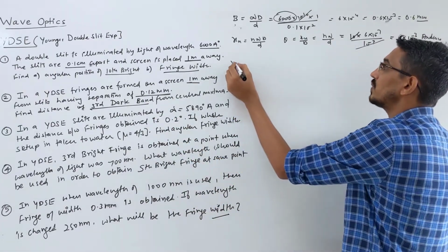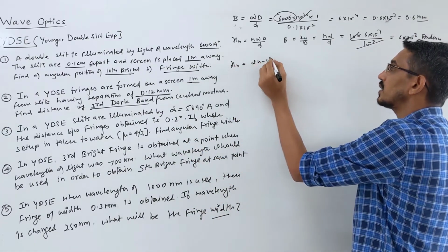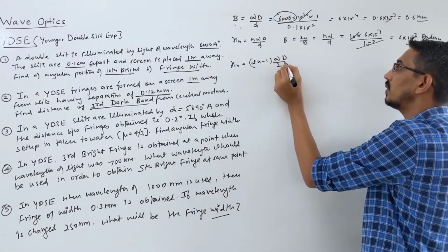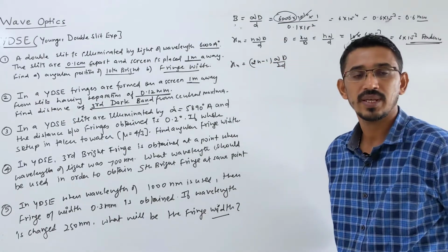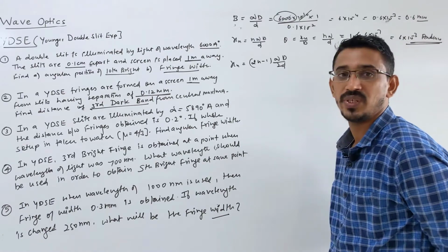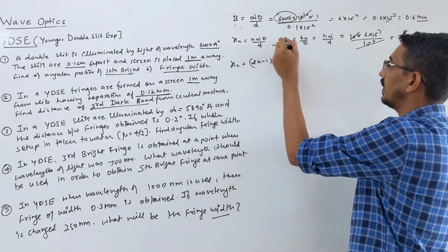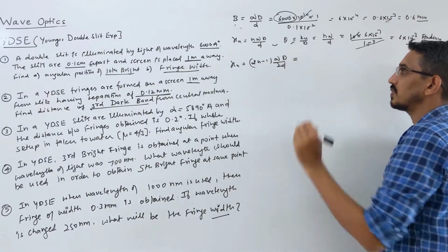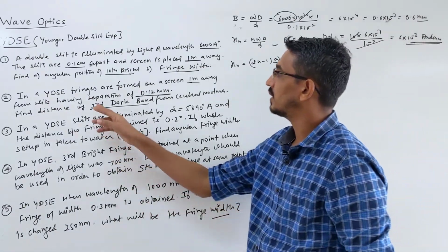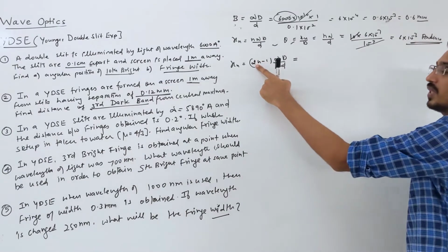So the normal formula is what? xn is (2n minus 1) lambda D by 2d. This is called the distance, the linear distance of the dark fringe. Angular also you can find here. Just bring d down here, that becomes angular, like we have done here. So normally they are asking this one only. Which fringe are they asking? Third dark. Third dark we put here.